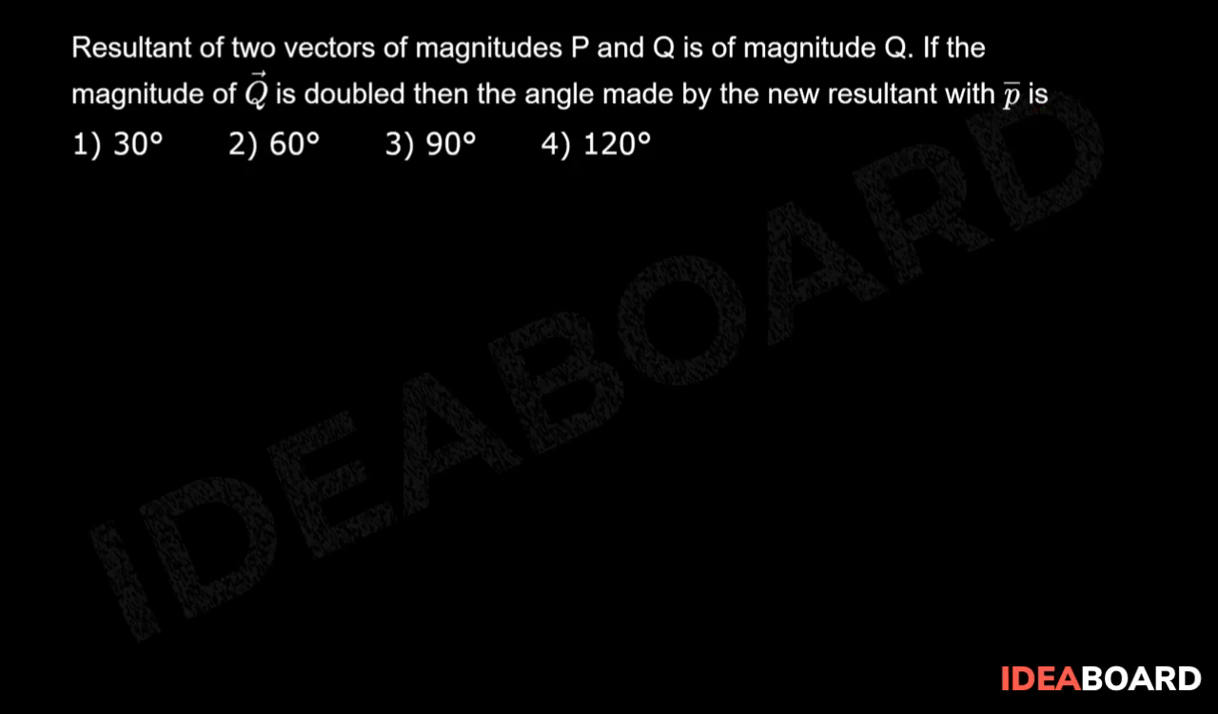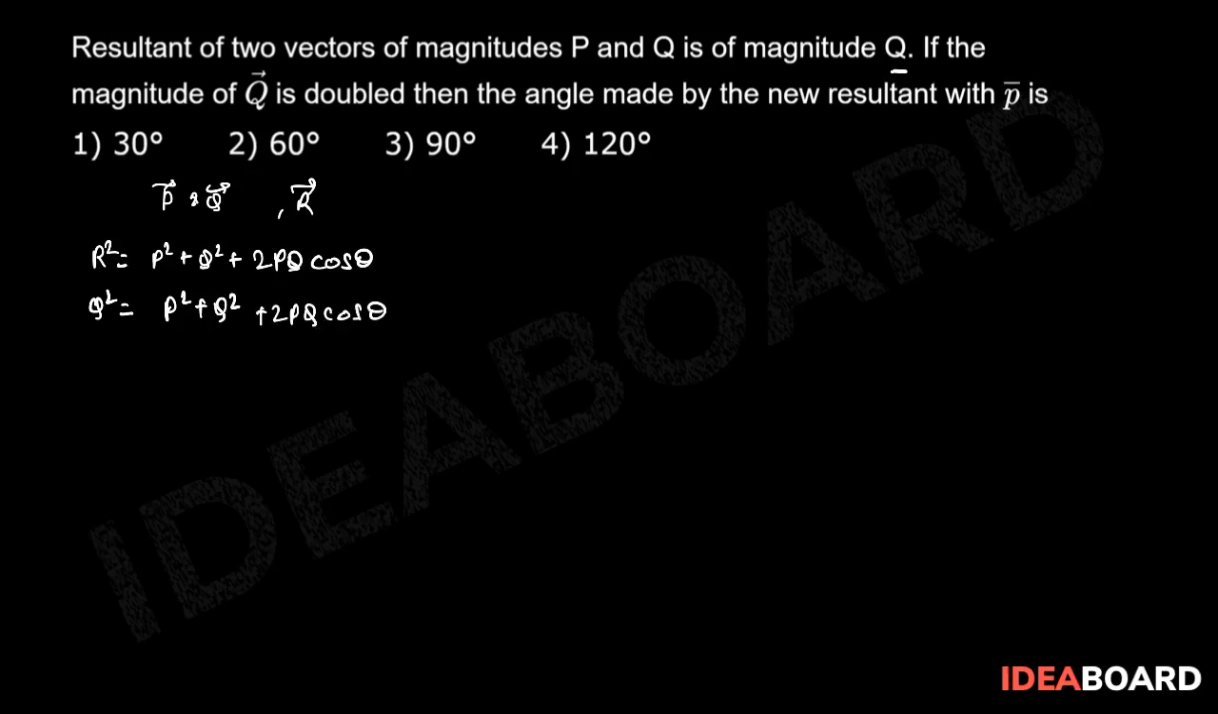So in this question it is given that p and q are two vectors and r is suppose the vector of their resultant. Then we can write r square as p square plus q square plus 2pq cos theta. But the magnitude of resultant is given as magnitude of q. So in place of r square we can write q square, and that will be equal to p square plus q square plus 2pq cos theta.